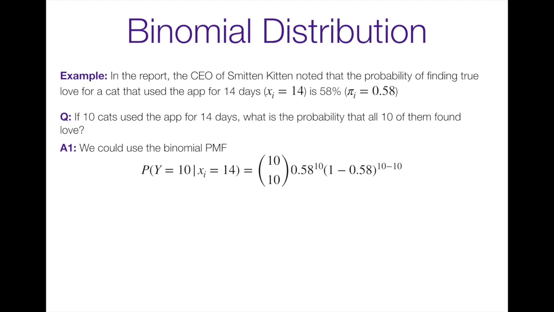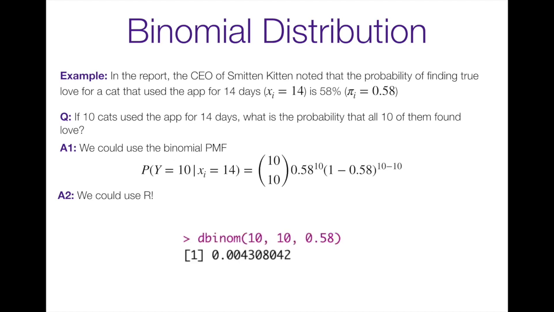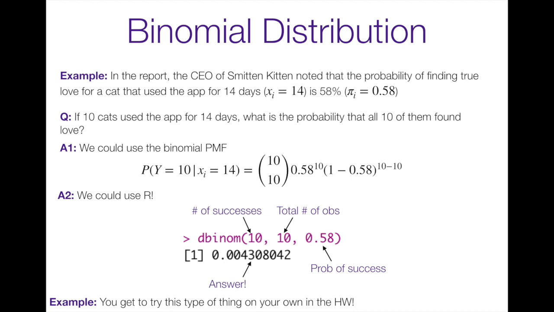We could use the binomial PMF. I've substituted in all the necessary pieces there, and then I could go and calculate that. Or we could use R. The function that you use is dbinom, and the way it works is this. First, you give it the number of successes that you're looking for. Then you give it the total number of observations that there were. You also give it the probability of success, and then it gives you an answer. And you get to try this type of thing on your own in the homework.